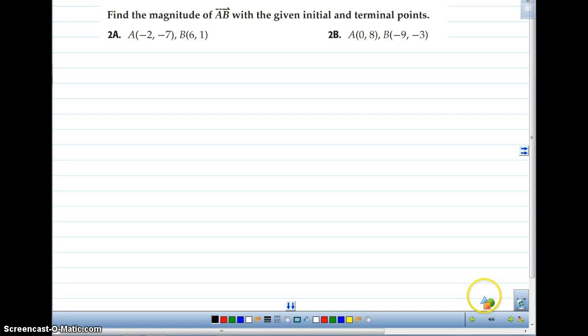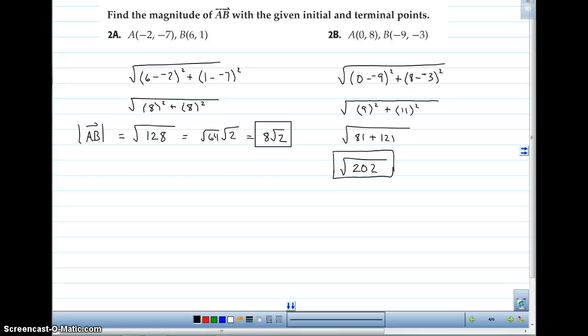Try these two on your own. Okay, these are the two magnitudes for 2a and 2b. Just be real careful that you are subtracting the x coordinate from the x coordinate and the y coordinate from the y coordinate. That's it.